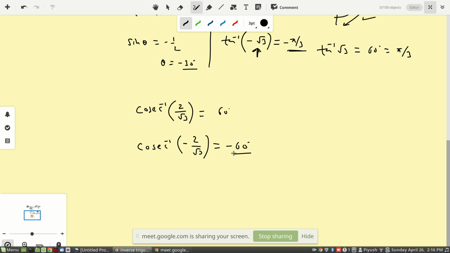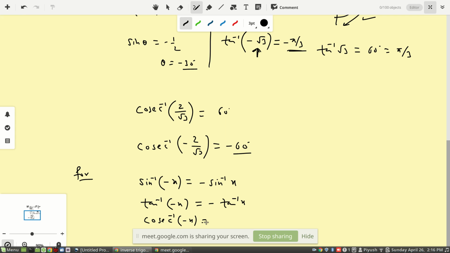So finally we can conclude that for these three cases, sine inverse of minus x can be written as minus sine inverse x. In the case of tan inverse x also, if I put minus inside, minus will come outside. And in the case of cosec inverse x, again you put minus inside and the negative will come outside. So that is not a big deal. Now solve a few more questions.